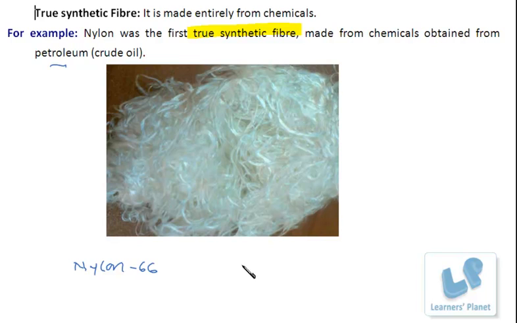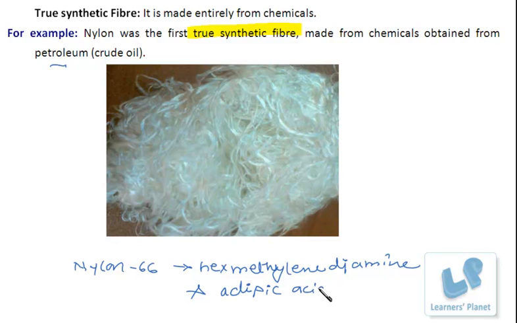It is made up of hexamethylene diamine and adipic acid. These are the chemicals which are obtained from petroleum or crude oil, and these are mixed to produce nylon 66. That is a nylon which is used for making ropes. Right? So this is a true synthetic fiber, a fiber obtained from chemicals only.